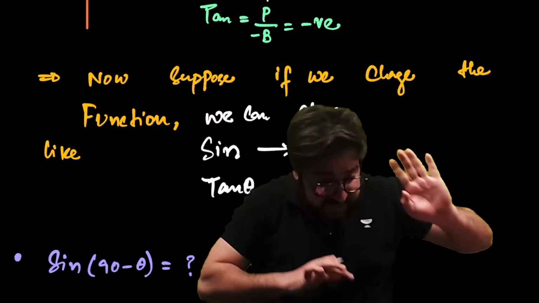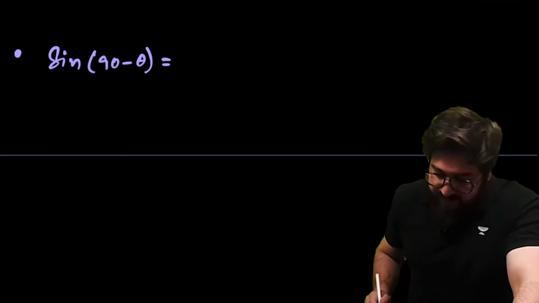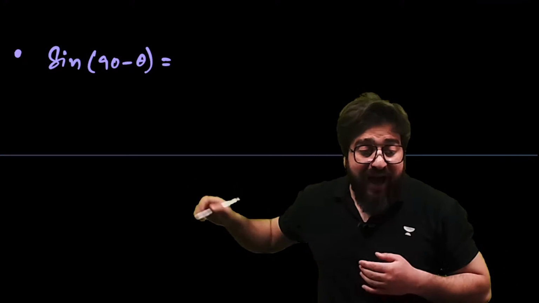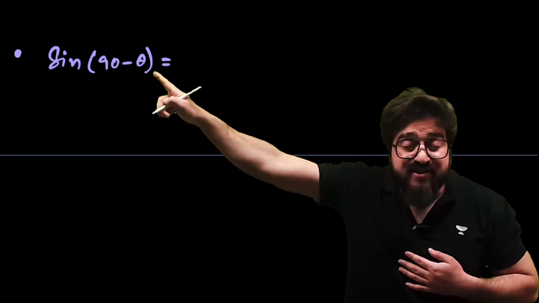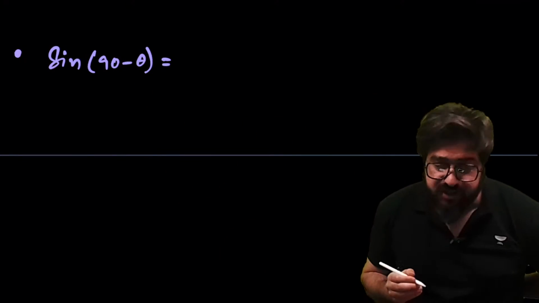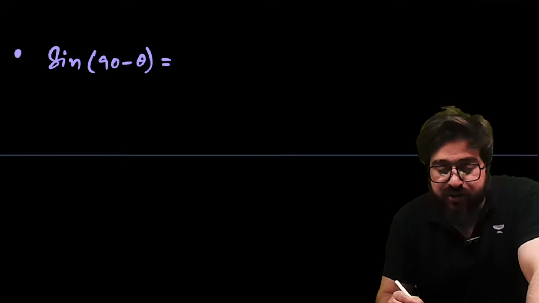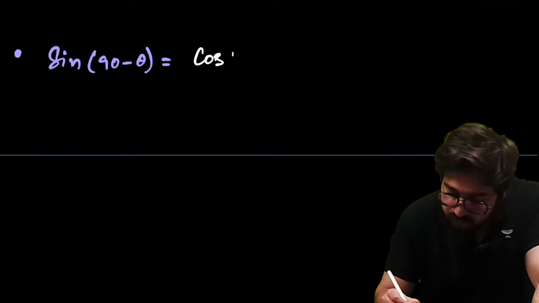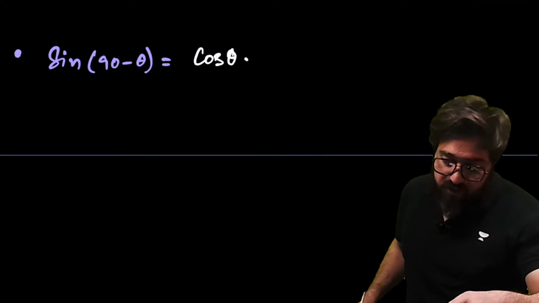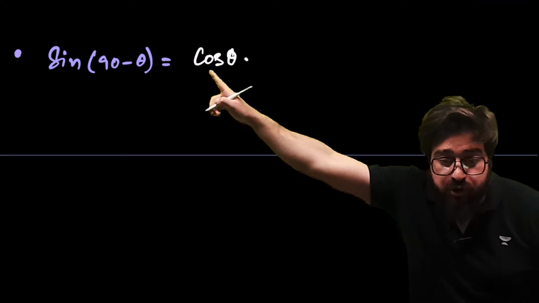Sir, I'll give an example. Say it is sine of 90 minus theta. You have to change this sine function into cos. You said you can change sine into cos, so instead of sine of 90 minus theta, we can write cos of theta. But you have to mention the sign over here also, whether this sign should be positive or negative.